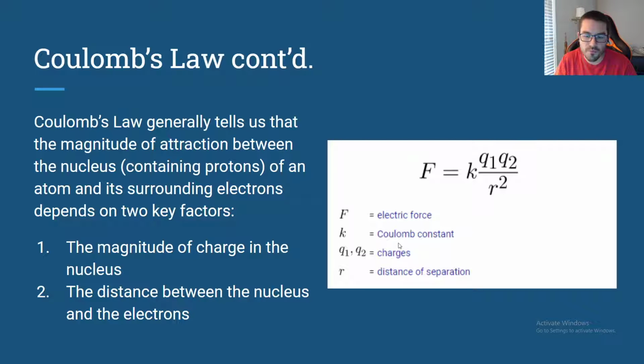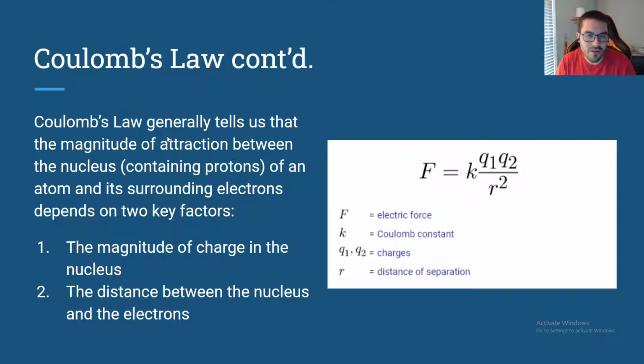Q1 and Q2 are the charges, okay? And these are numerical values, all right? So for example, a proton, we would use +1, right? Or an electron, we would use -1, all right? It really is sort of that simple. And then R is the distance between them, okay, the distance between the proton and the electron, or the distance between the charged particles, okay?